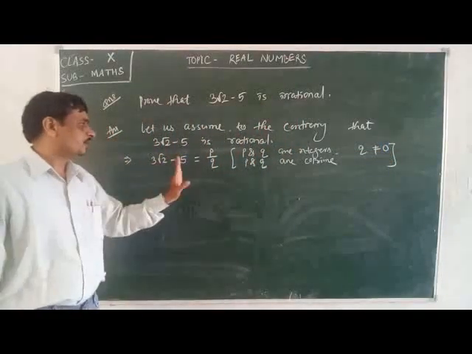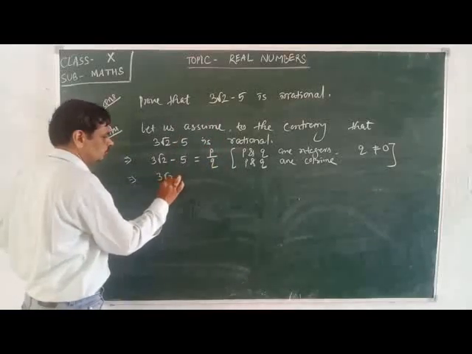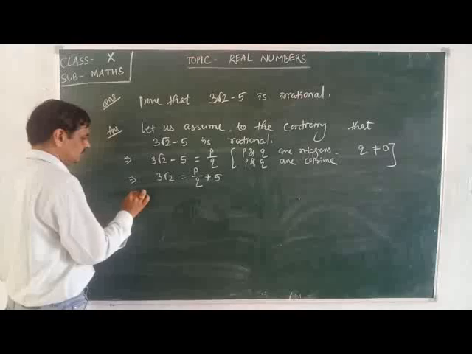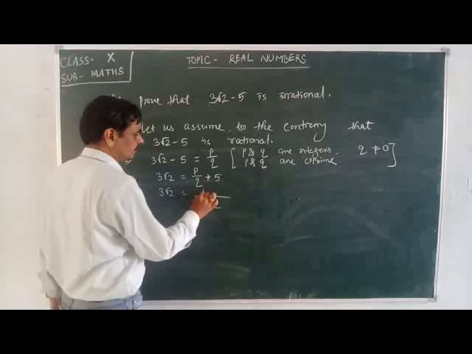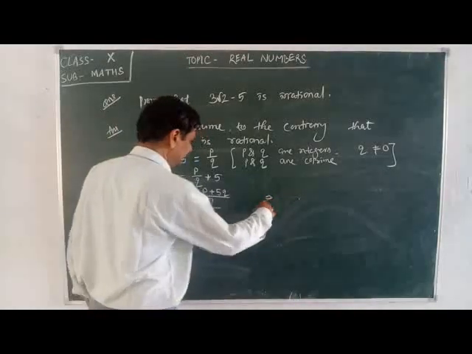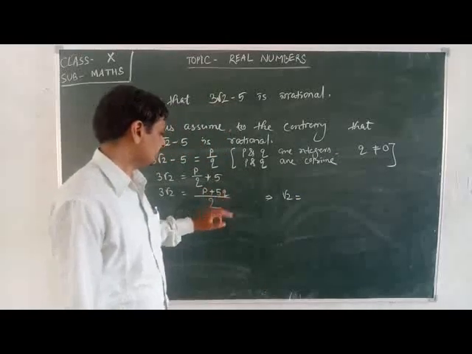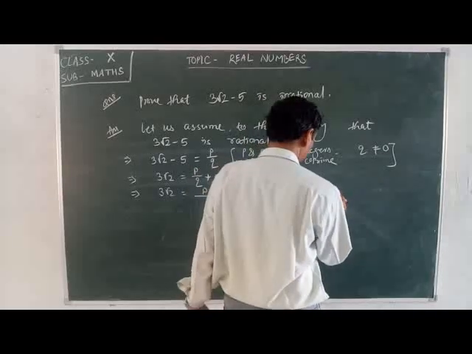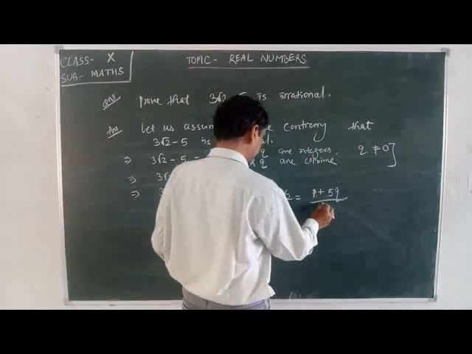Now we take this minus 5 to the right. Here 3 root 2 equals P by Q plus 5. This implies 3 root 2 is, taking the LCM as Q, numerator P plus 5Q. This implies root 2 becomes equal to P plus 5Q by 3Q.